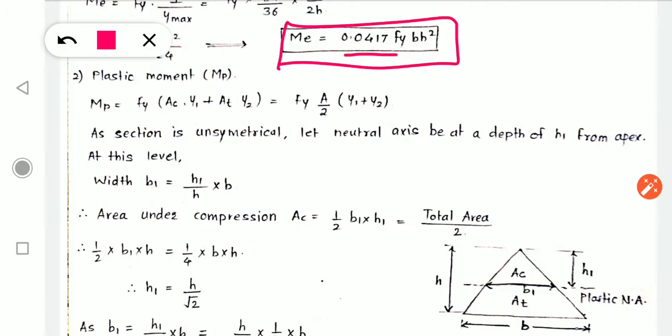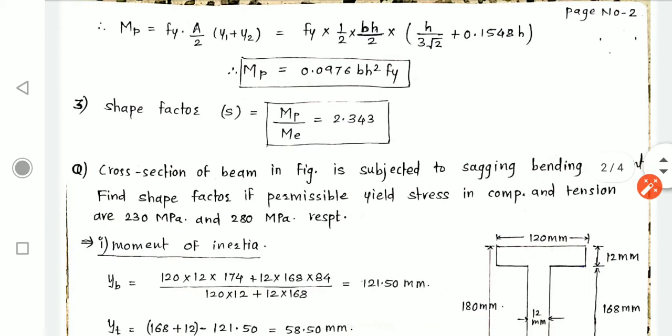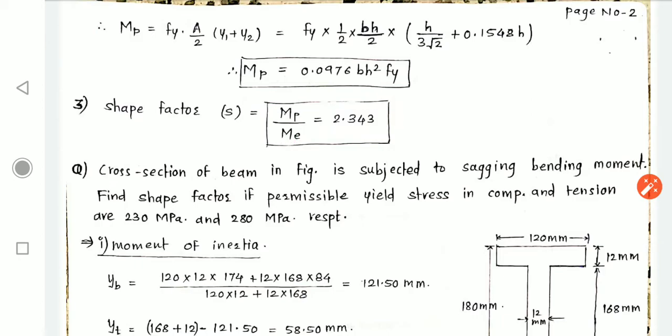ME value is 0.0417 Fy into BH square. If we put those values in our calculation, we get shape factor MP by ME equals 2.343. I hope you understood. Let's go for the next question.